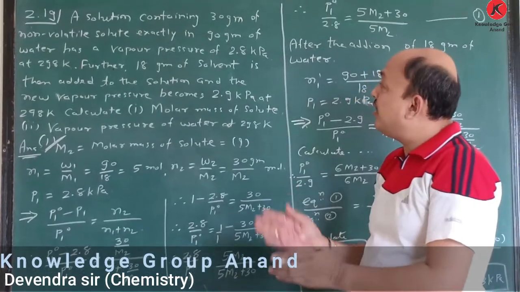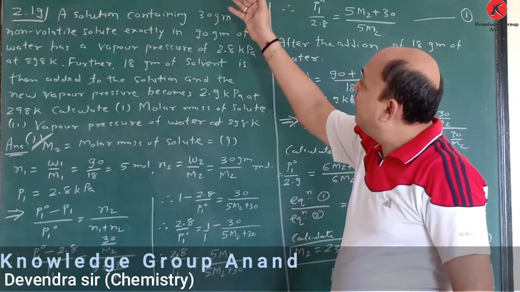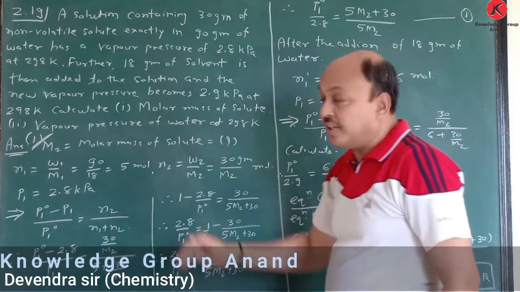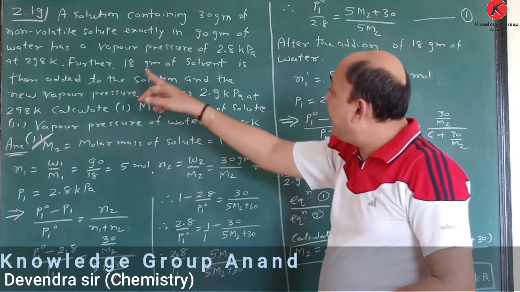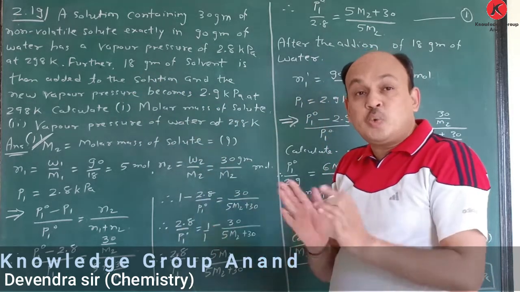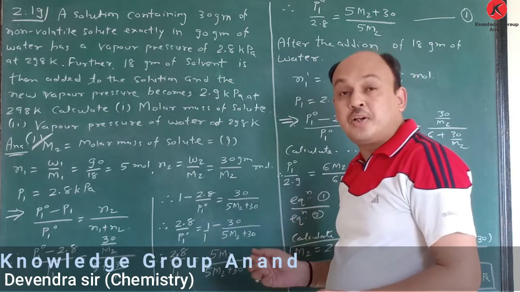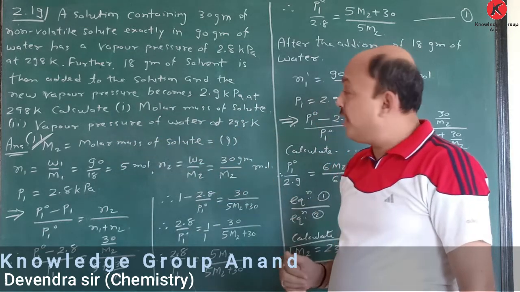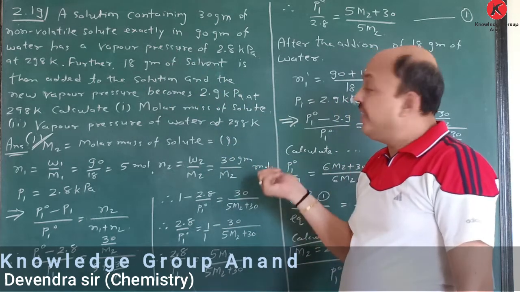First of all, understand that here one condition is that 30 gram of non-volatile solute is dissolved in 90 gram water. In another, they said that the solute remains the same, but they added 18 gram more solvent. That's why you have to consider two conditions, and you obtain two equations, and from these two equations you are able to calculate both the molar mass of solute as well as the vapor pressure of water at 298 Kelvin temperature. Temperature remains constant during this reaction.